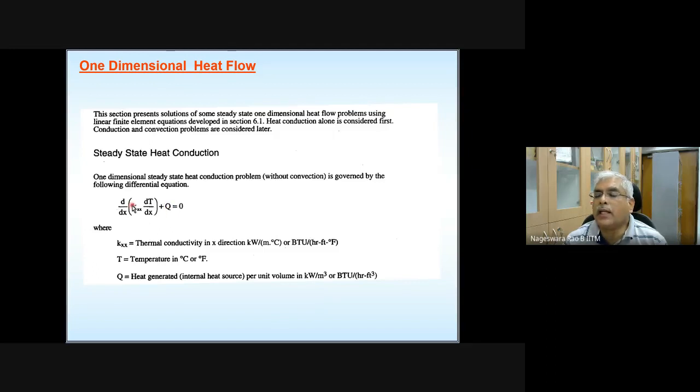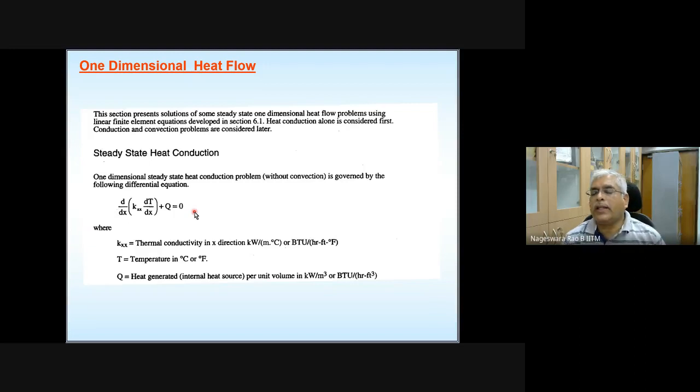What are Kxx and Q in steady state heat conduction? Kxx is nothing but thermal conductivity in X direction, and the units are all given here. T is the temperature, either in centigrade or Fahrenheit. And Q is the heat generated, and the corresponding units are given here.